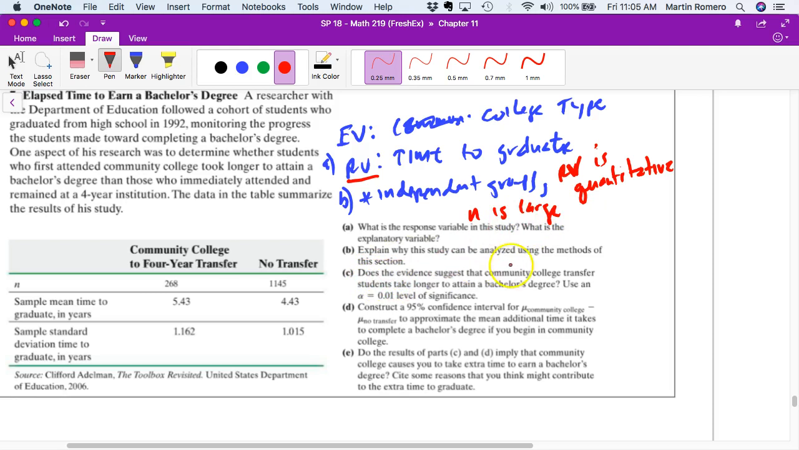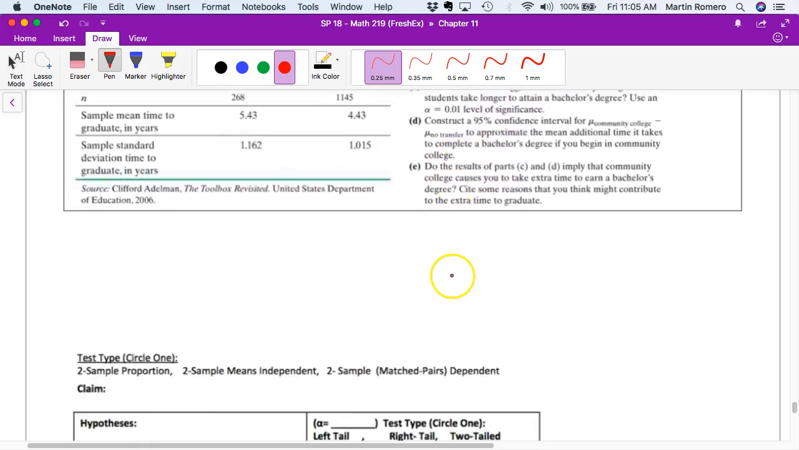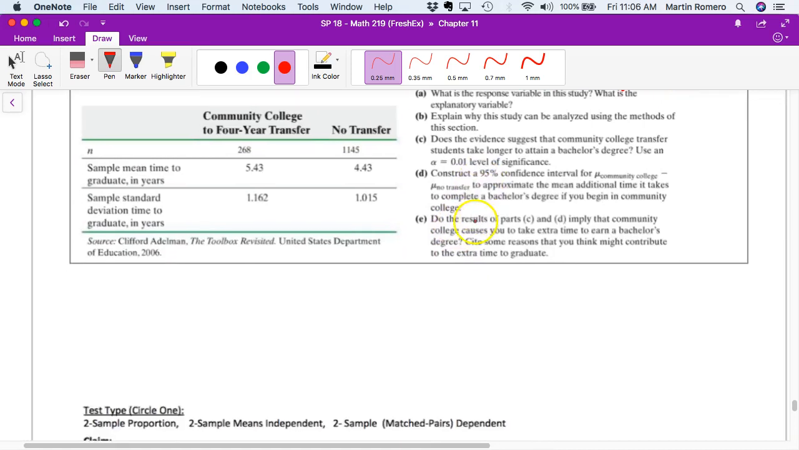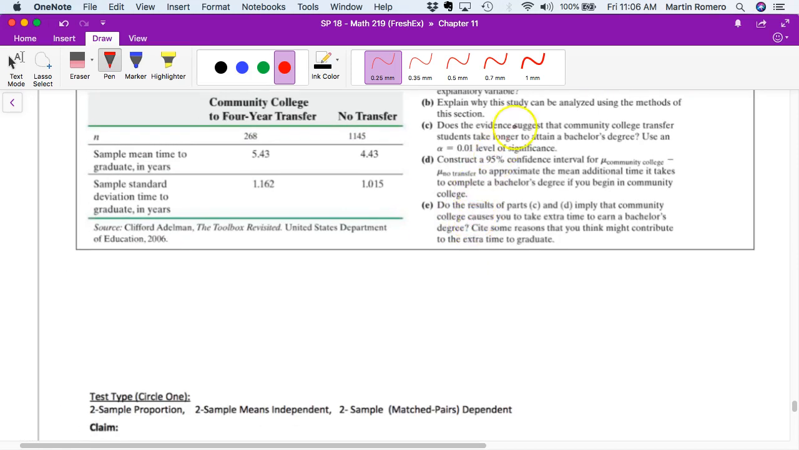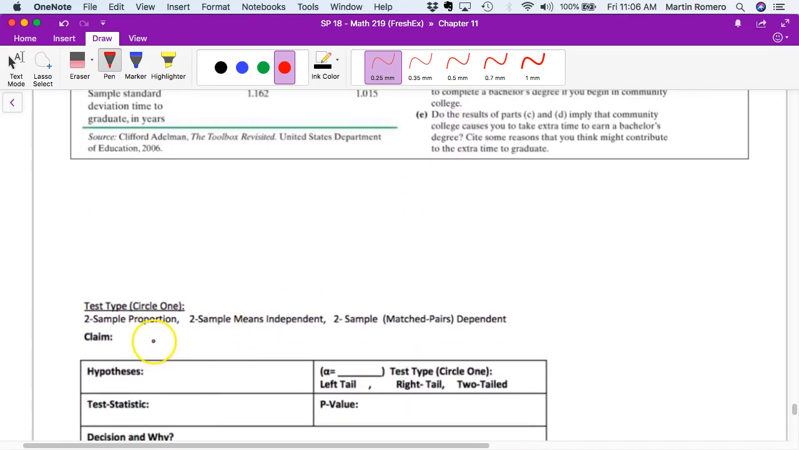Part C: does the evidence suggest that community college students take longer to obtain a degree? Use an alpha level. So let's go ahead and conduct the test here. We're testing, do community college transfer students take longer? What we care about is we're thinking that the mean for community college is bigger than the mean for four-year students, right? That it takes them longer.